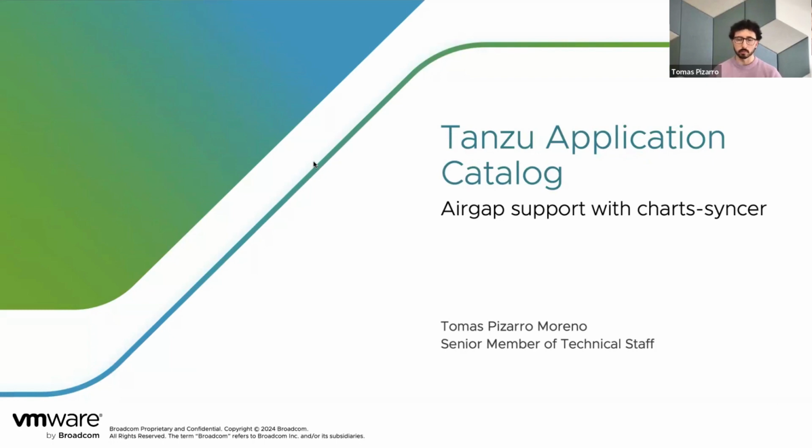Today I'm going to show you how the Tanzu Application Catalog product works with air gap support. Specifically, we will see how to use the chart syncer tool, which is an open source tool that we have developed to help with this problem.